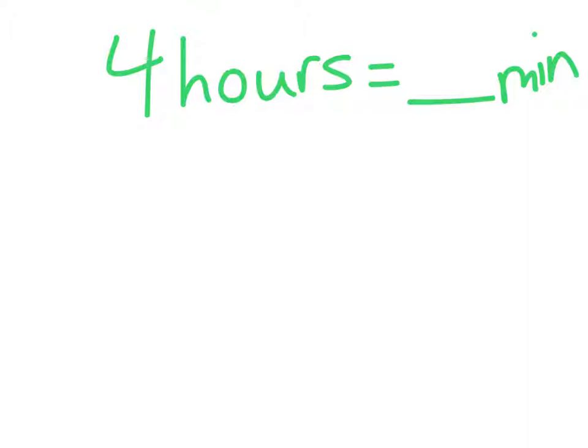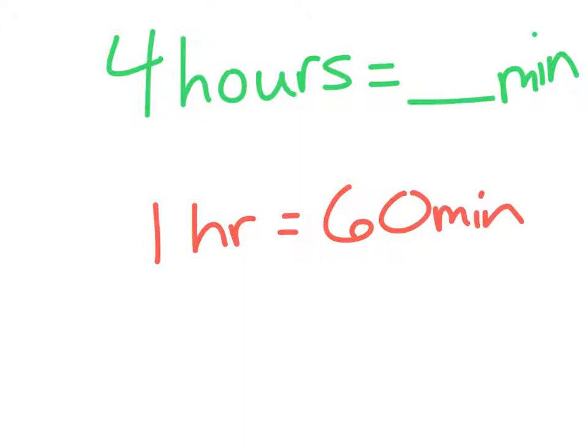Let's think about that for a second. We know that there are 60 minutes in every hour, correct? So that's what we do know about hours and minutes. We know that 1 hour is 60 minutes. So what I can do is use this proportion method to figure out how many minutes I have if I have 3 hours then?